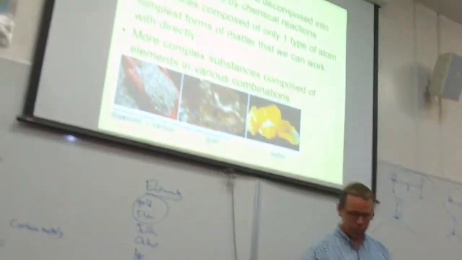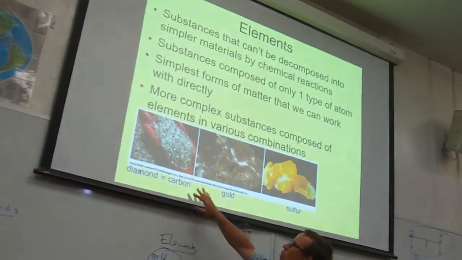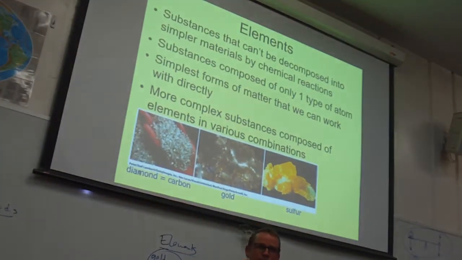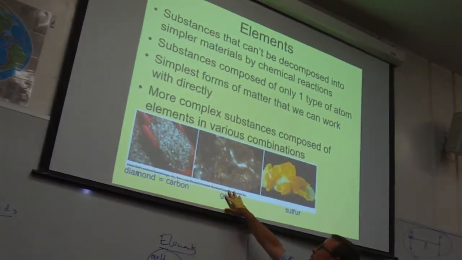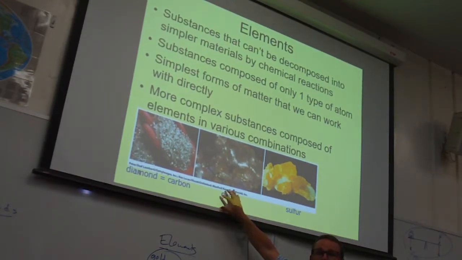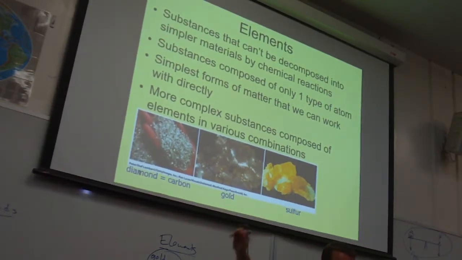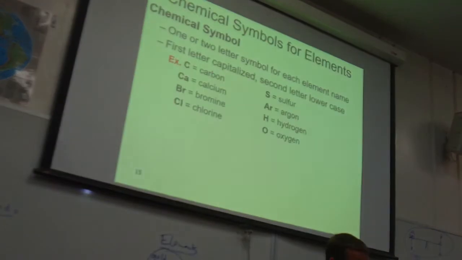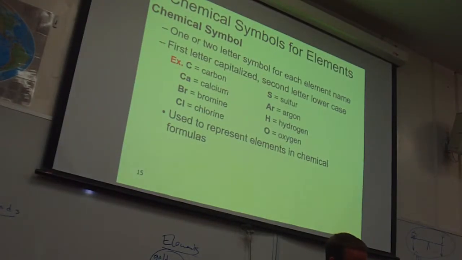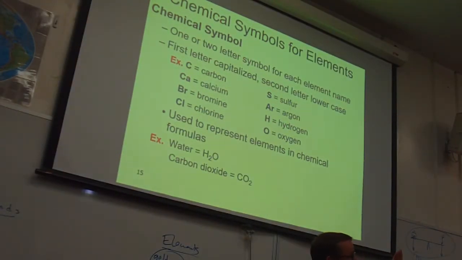Okay, so here are some pictures of some elements. We've got some gold, sulfur, and carbon in the form of diamonds. All of this is carbon. All of this is gold, atoms of gold. All of this is atoms of sulfur. Now, the chemical symbol.